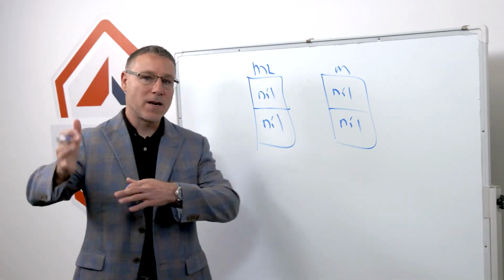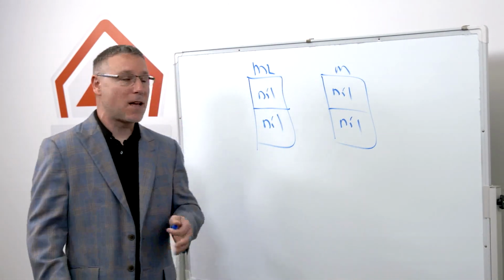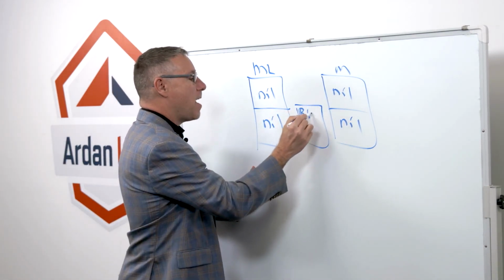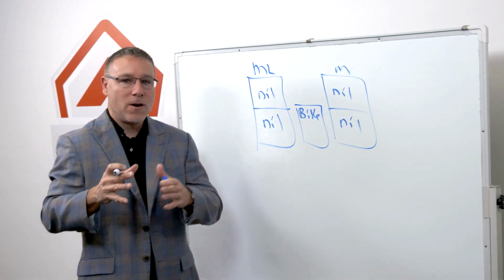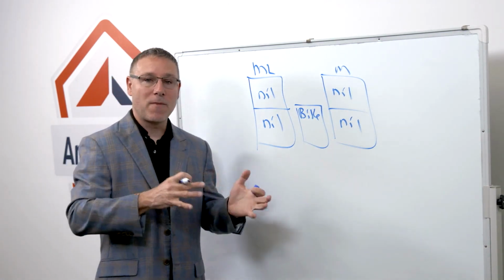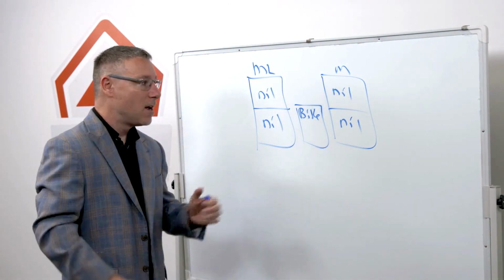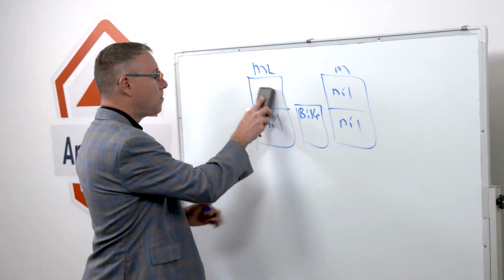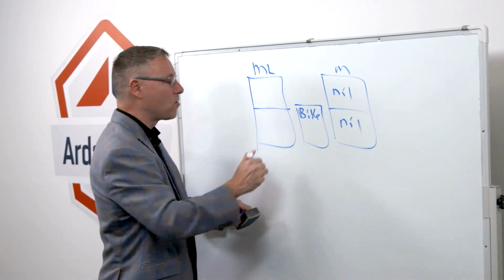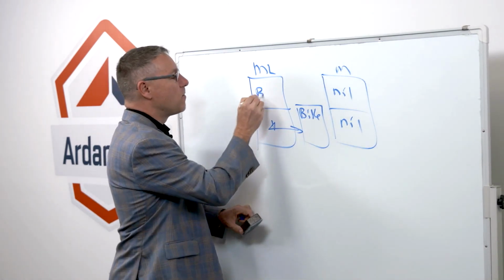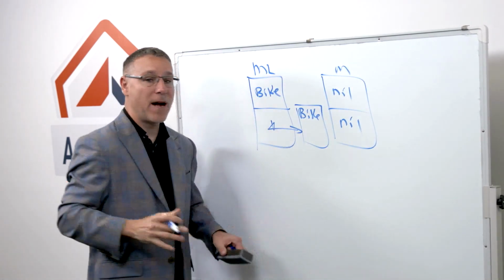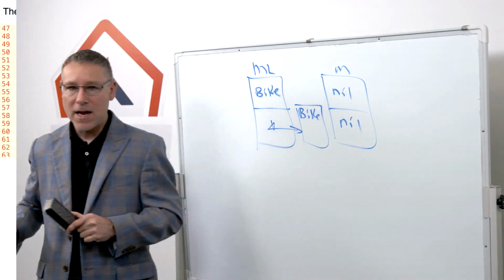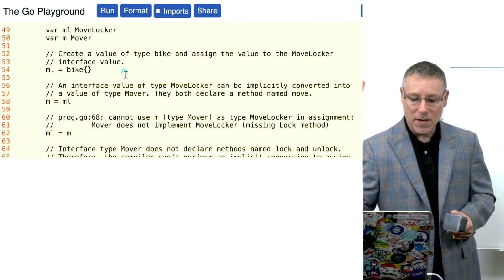Now on line 54, I construct the bike value, and we assign it to the move locker. And we can do that because we know that anytime a bike, right, because we have the three behaviors, a bike can move, lock, and unlock. So we can come in here now, construct that bike value, and set up our interface value for that storage, and say that this move locker has a bike. Brilliant.